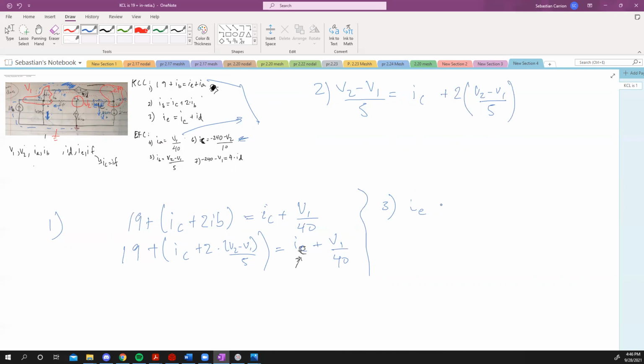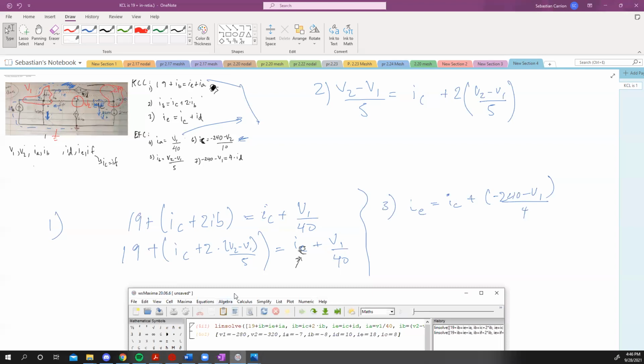Okay, go ahead. So I3, and then IE is IC plus ID, and ID is negative 240 minus V1 over 4. And you have IC as well. So essentially, if you have a calculator... I wouldn't be able to solve this by hand. I probably would mess it up, so I don't want to.